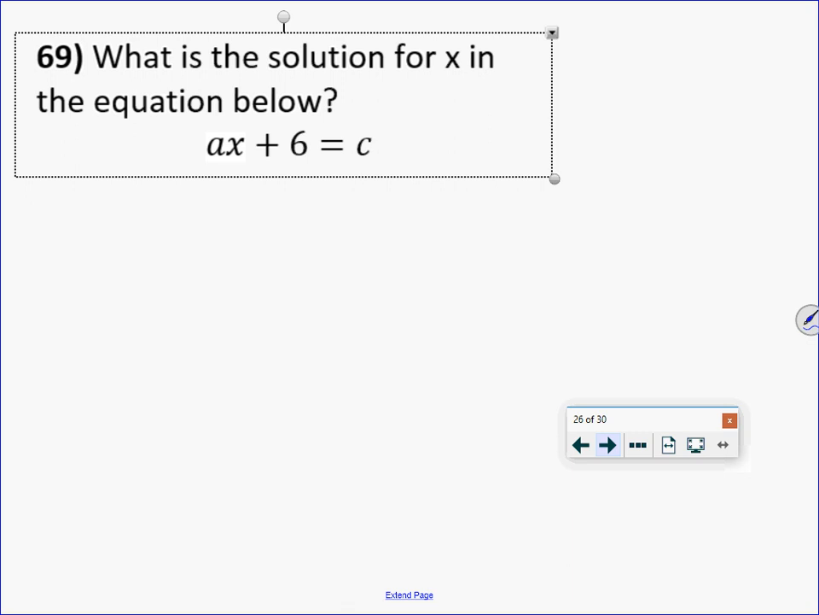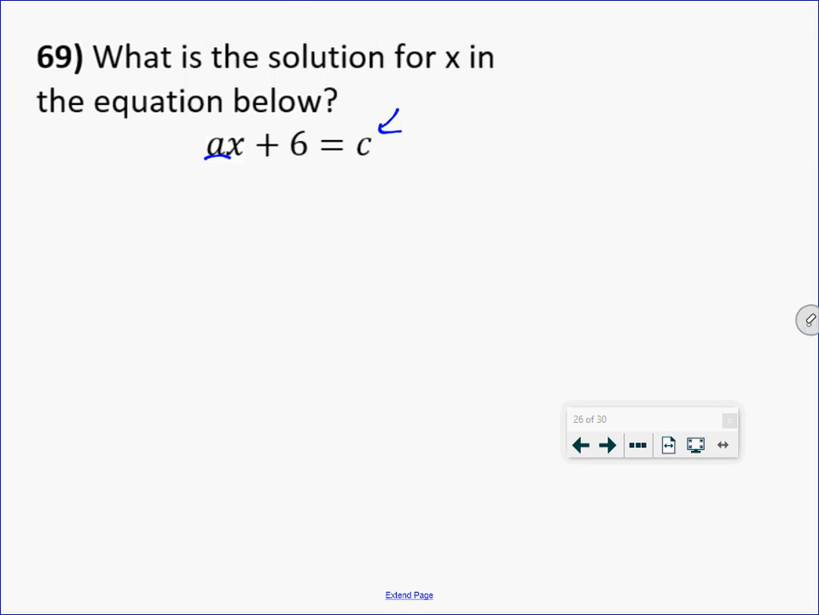All right, what is the solution for x in the equation below? Now, some people freak out. They're like, there's a mistake. There's a c in there. Not a mistake. There's also an a. What you have to do is go through the same math steps you would go through before when we had numbers instead of variables. So this is solving a literal equation.